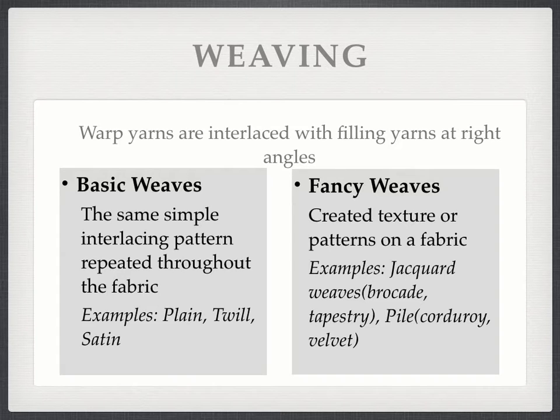Getting into weaving, weaves are created by warp yarns that are interlaced with filling yarns at right angles. There are two overall umbrellas of weave types: basic weaves and fancy weaves. Basic weaves are the same simple interlacing pattern repeated throughout a fabric. Examples of those are plain, twill, or satin. Plain is the simplest and most widely used weave. And then the fancy weaves are created by variations on the three basic weaves. So the plain, the twill, and the satin create the fancy weaves, which have textures or patterns on a fabric.